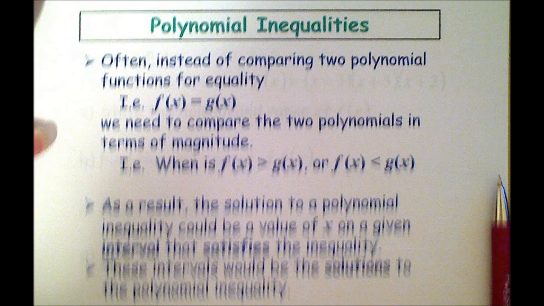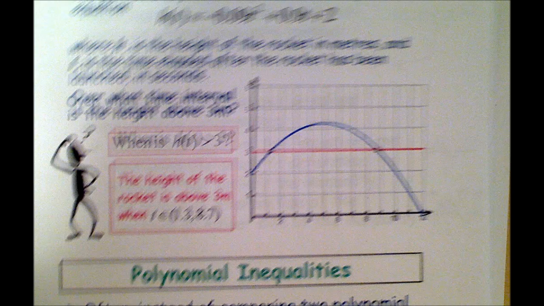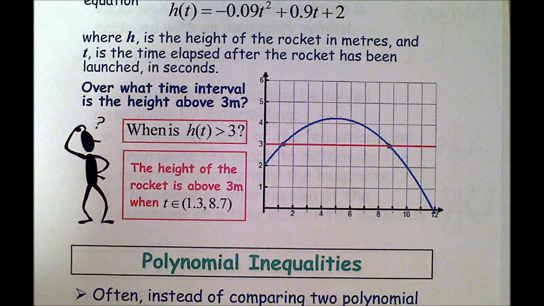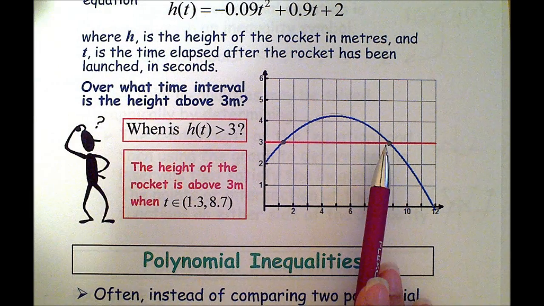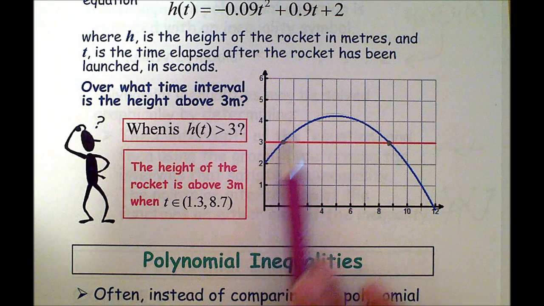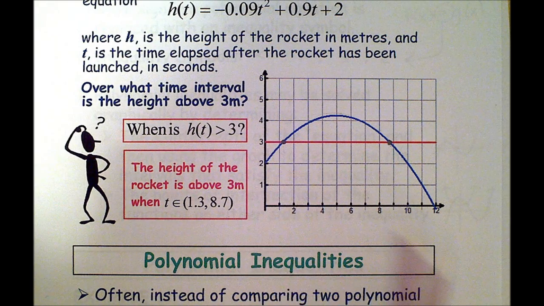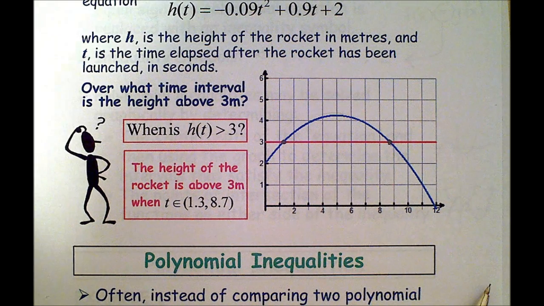So for example, with the question that we looked at above, when you're looking at when the height is greater than 3 meters, it's not just one answer, it's several answers, and those answers fall over an interval, and in this case between 1.3 seconds and 8.7 seconds.